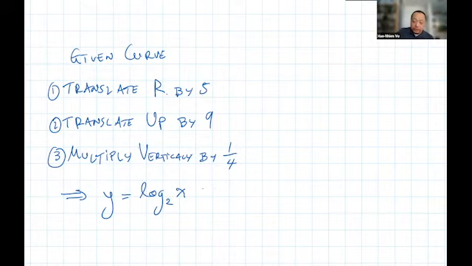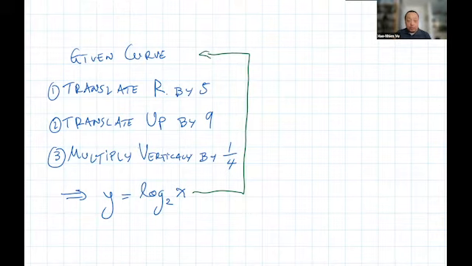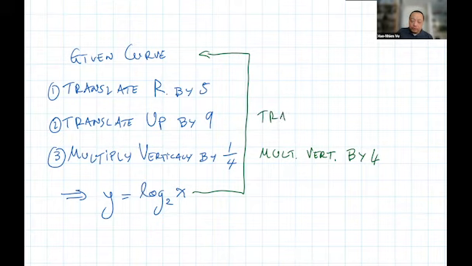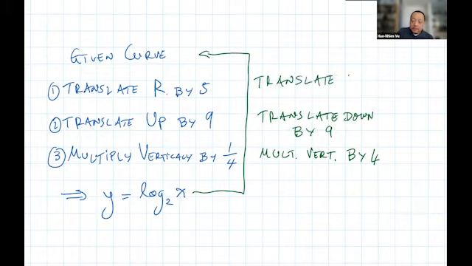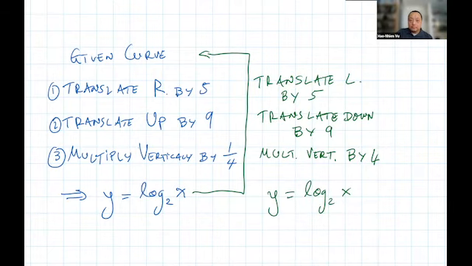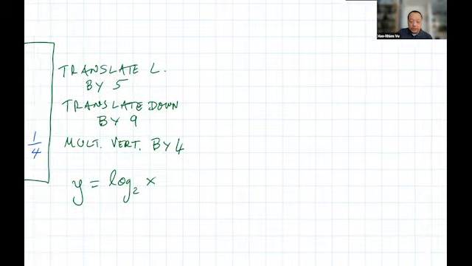So now if I want to go from log base 2 of x back to the given curve, I will need to go backward, reversing each transformation. So that means first I need to multiply vertically by 4 to reverse the 1/4. And then I need to translate down by 9. And I translate left. Let me slide this over here.